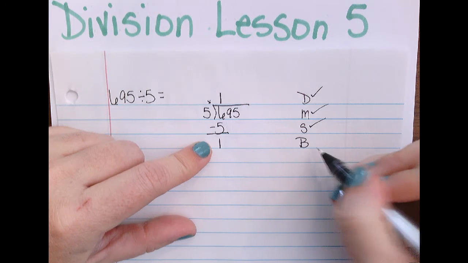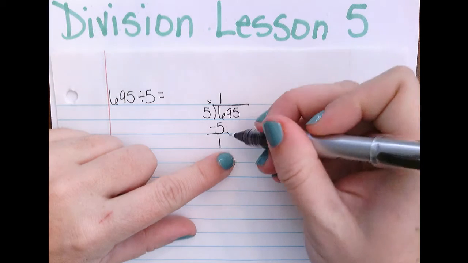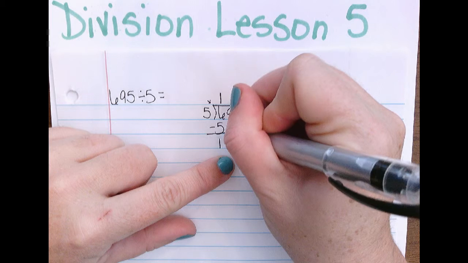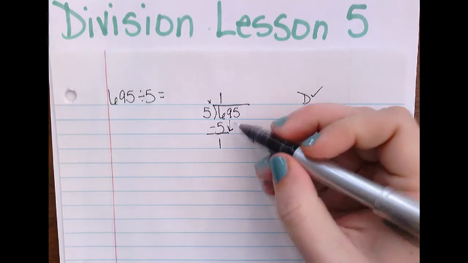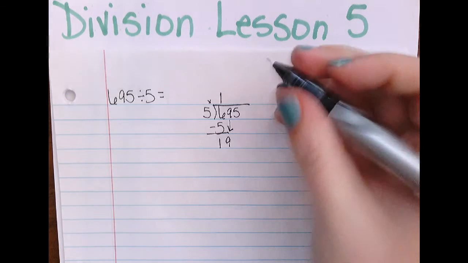Subtraction done. We're going to bring down. Now remember, I said you only bring down one number at a time. We're not going to bring down 9 and 5. We're just going to bring down 9. Okay, so we bring down the 9, so now we have 19.